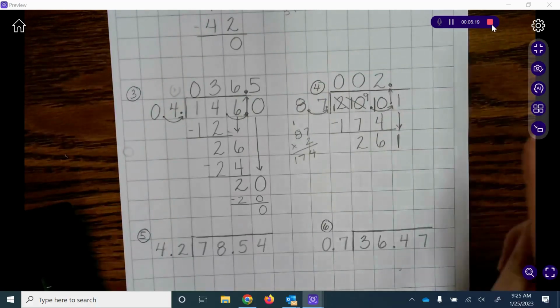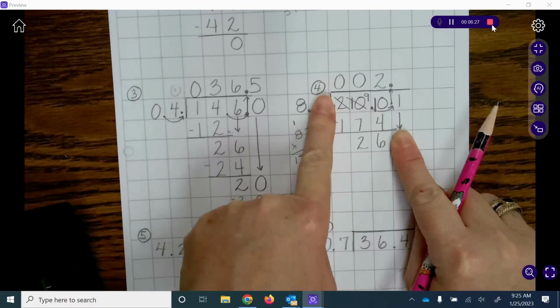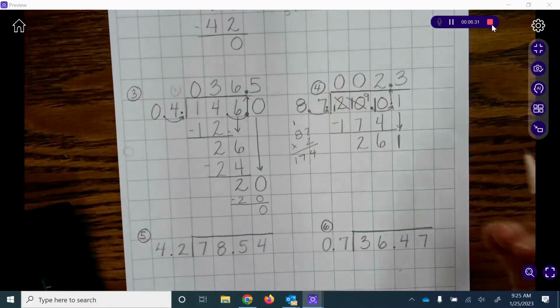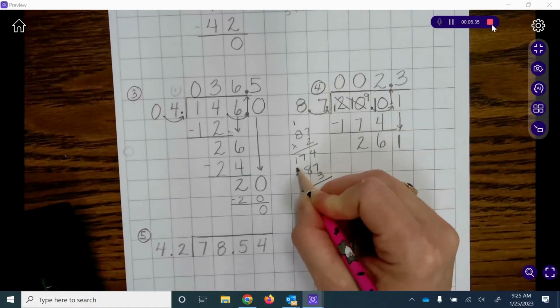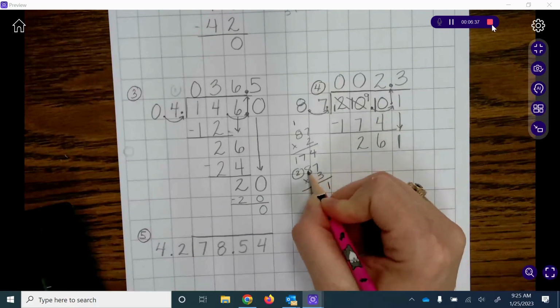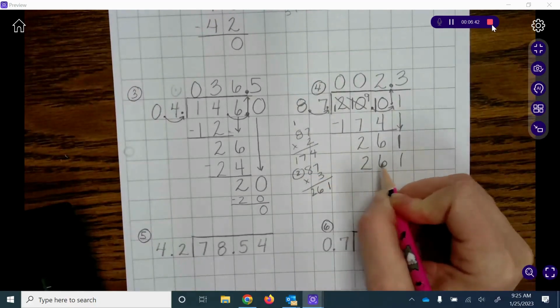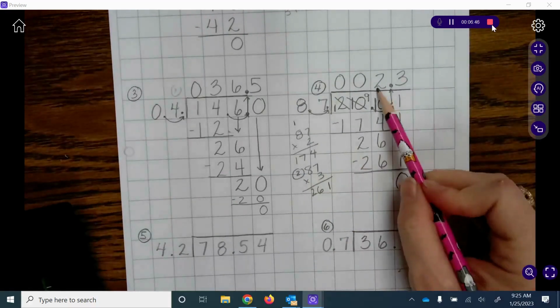Now I'm going to cover up the 1 and the 7. 8 can go into 26 3 times, because 8 times 3 is 24. So I have 87 times 3, 21, 24, 25, 26. So it's perfect. We have a 0. So our answer is 2 3/10.